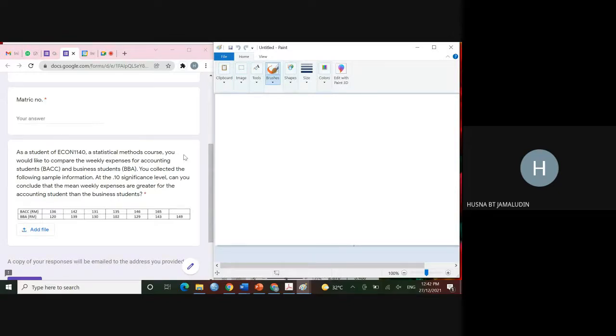As a student of ECON1140, I am assuming that you should know what class this is. You would like to compare the weekly expenses of accounting students, we call it BACC, and BBA students. You collected the following sample. Here you have two samples, BACC and BBA. Is it independent or dependent?